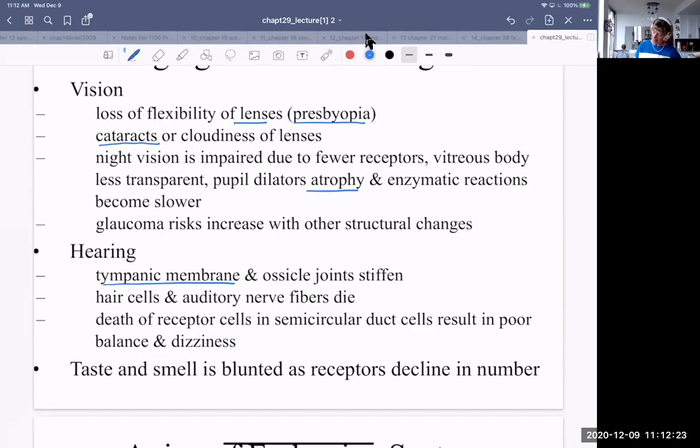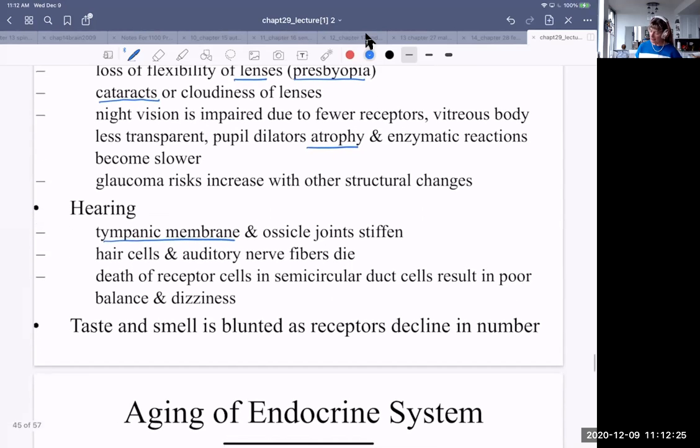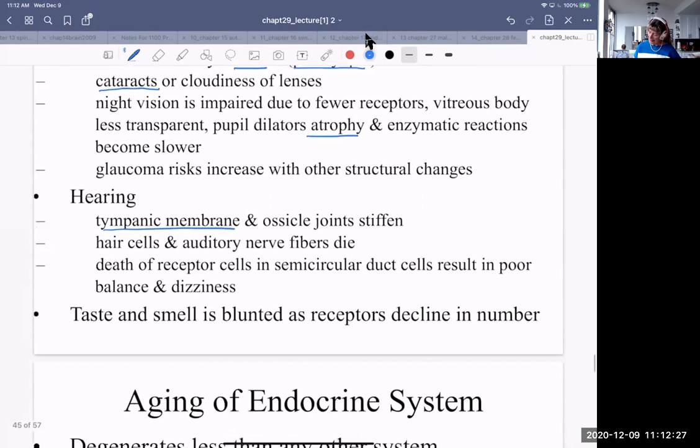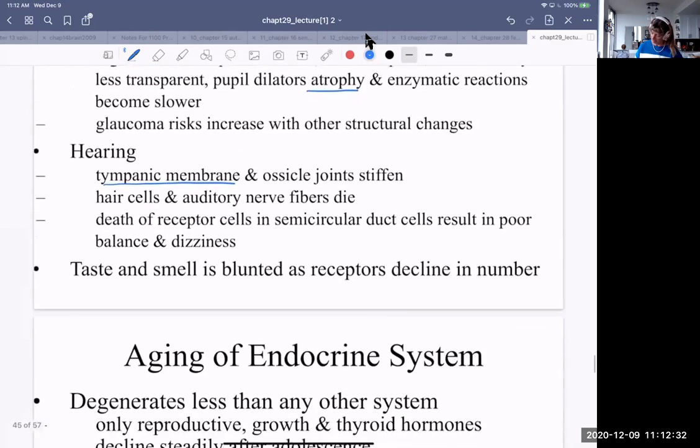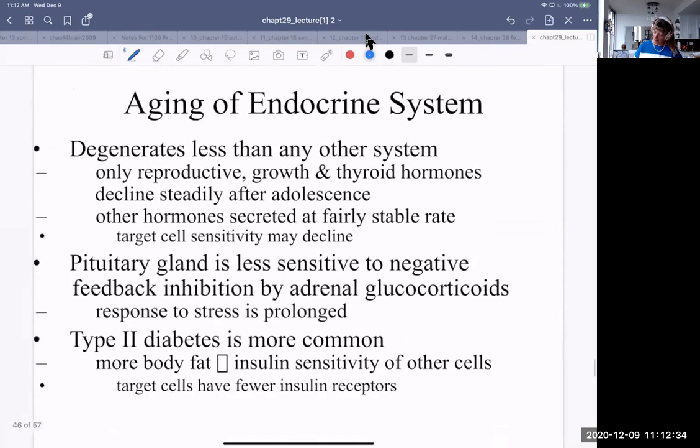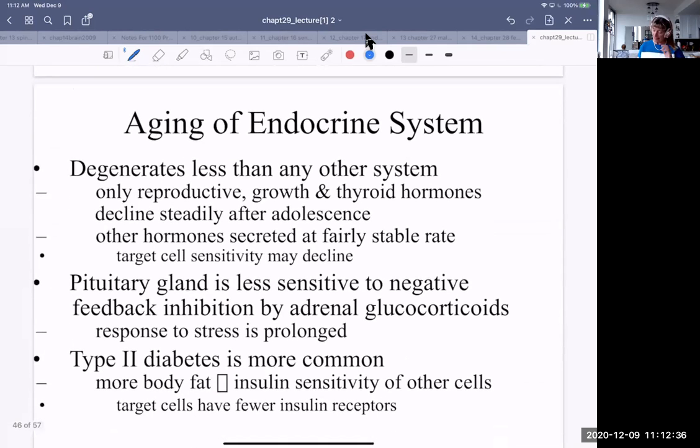There's a death of receptor cells in the semicircular duct cells that result in poor balance and dizziness. And taste and smell can also be blunted as receptors decline in number. The endocrine system is affected as well. It degenerates less than other systems, however. Only the reproductive, growth, and thyroid hormones decline steadily after adolescence, but other hormones are secreted at a fairly stable rate.